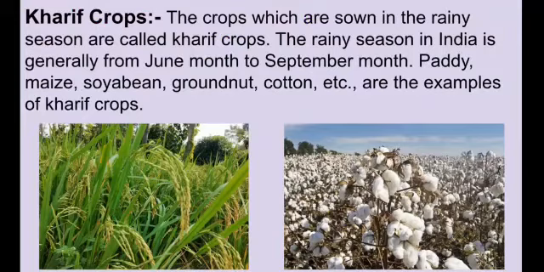Kharif crops, the crops which are sown in the rainy season, are called Kharif crops. The rainy season in India is generally from June to September. Paddy, maize, soybean, groundnut and cotton are examples of Kharif crops. So you can say Kharif crops are grown in the rainy season. Why? Just because they need a lot of water to grow. That is why they are grown during the rainy season.